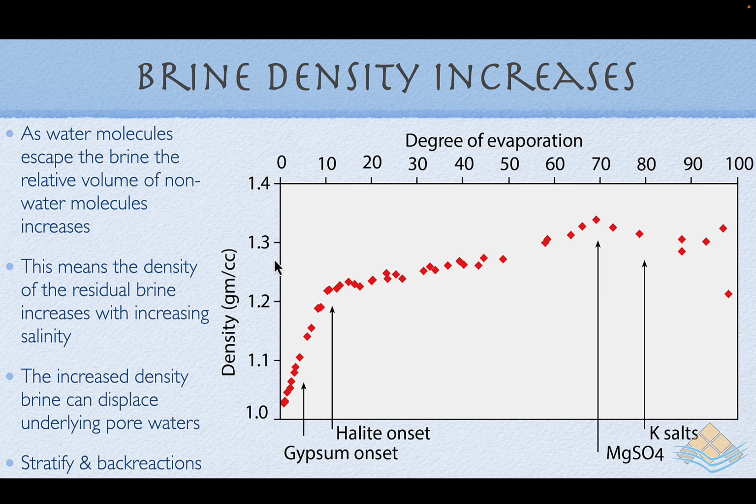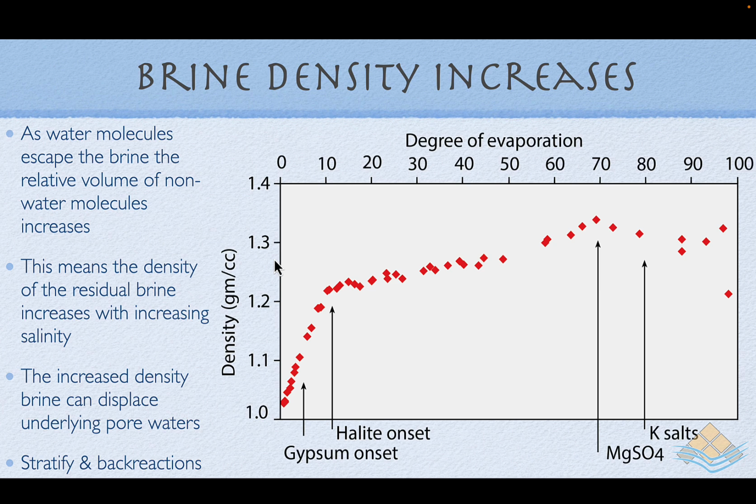Seawater is given a degree of evaporation of 1. As we concentrate seawater, we can see that gypsum drops out at around 4 to 5 times the original concentration of seawater. Seawater has an initial density of around 1.04. By the time we get to gypsum, we're looking at values around 1.08, 1.09. Then we move on to halite concentration, where we're now about 10 to 11 times the concentration of the original seawater, and we have a density of around 1.2.